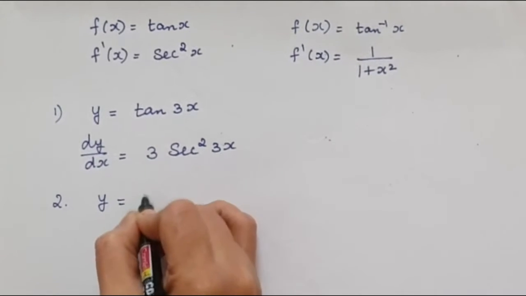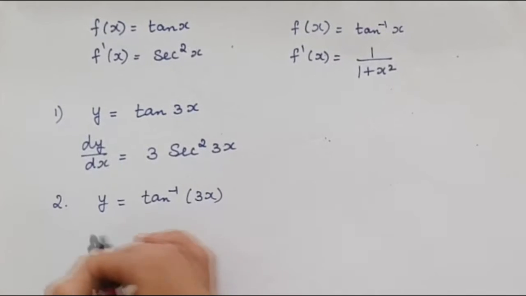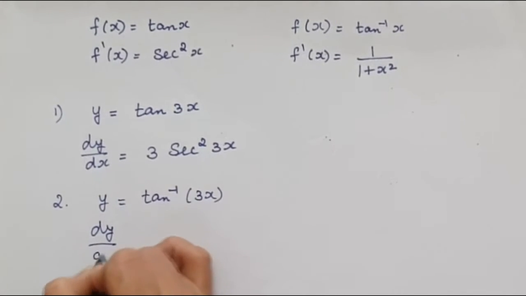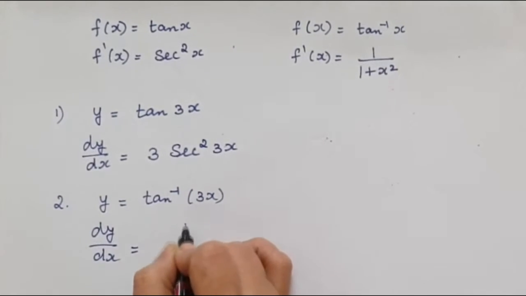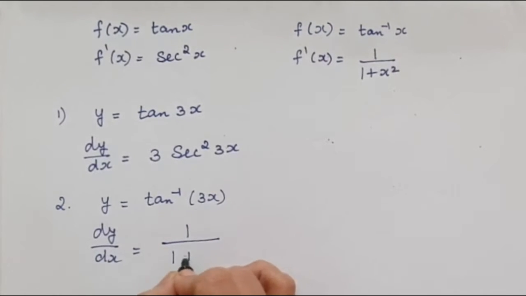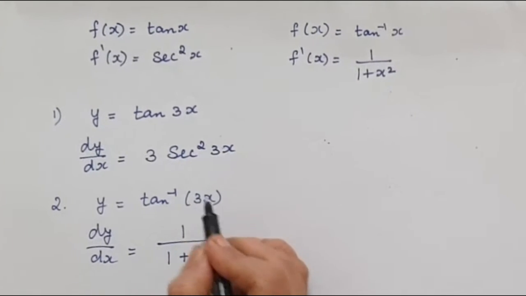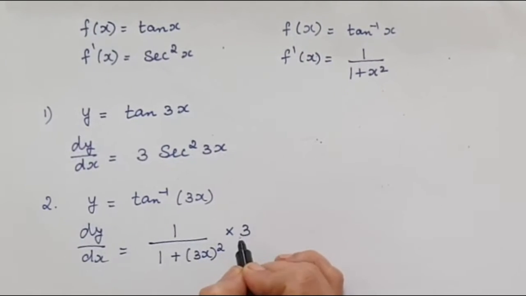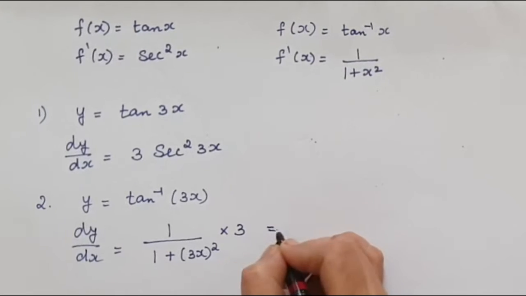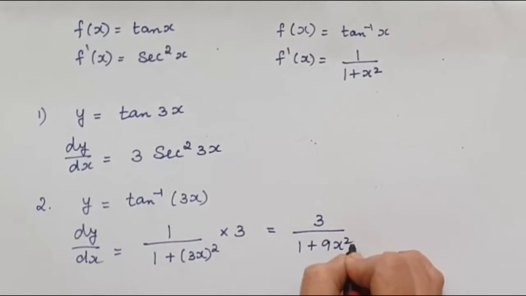Suppose if y equal to tan inverse of 3x, so dy over dx will be equal to 1 over, instead of x we have a 3x. So it is 1 over 1 plus 3x the whole square. And this 3x when we differentiate, it is multiplied by 3. So it will be equal to 3 over 1 plus 9x squared.